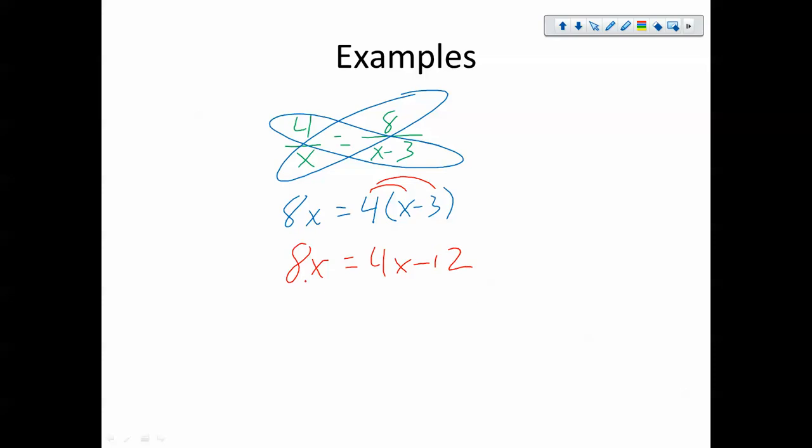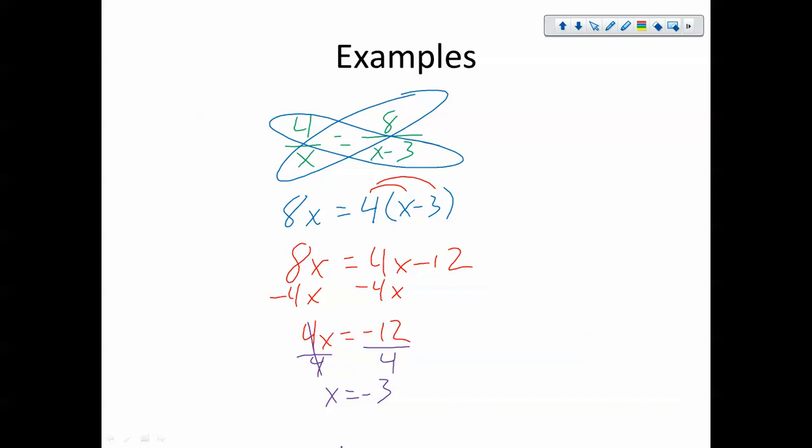And notice that I have variables on both sides of the equation now, and so I need to get them to the same side. So I'm going to move the 4x over here. That's a positive 4x, so I'm subtracting 4x. I get 4x equals negative 12. And then finally, my last step, I've got 4 times x, so I'm going to divide both sides by 4. Those cancel out, and that leaves me with x equals negative 3.